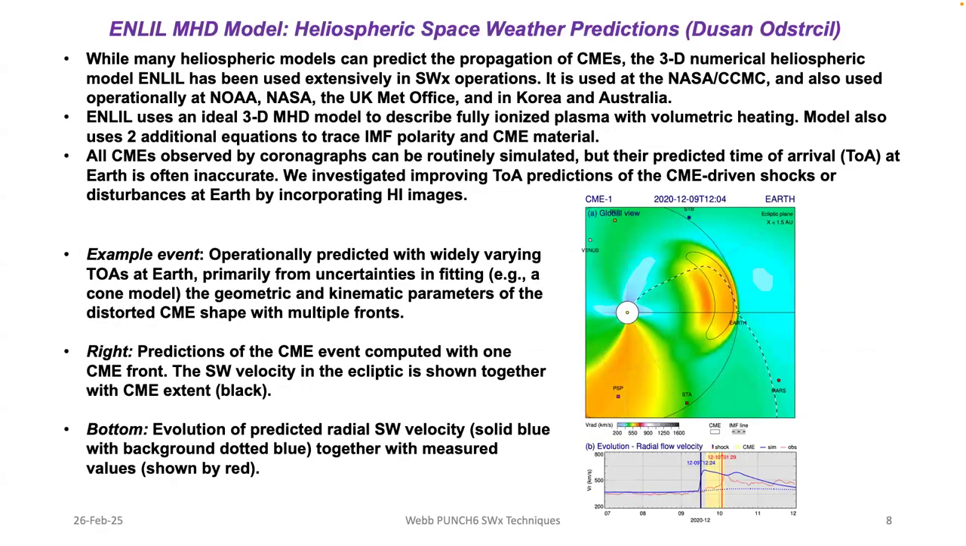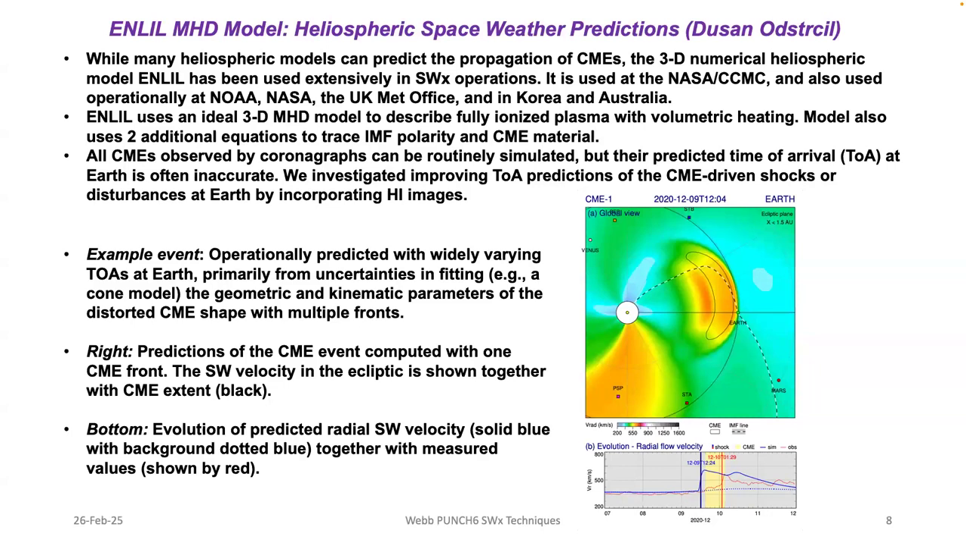Okay, I'm going to try to quickly get through ENLIL, Dusan's model. We all know about this. It's been used a lot for simulating the propagation of CMEs in the heliosphere. It's a 3D numerical model used extensively in space weather operations. It's available through the CCMC and is used operationally by NOAA, NASA, the UK Met Office, and in Korea and Australia. It uses an ideal 3D MHD model to characterize the fully ionized plasma with volumetric heating. And I'm not going to be able to go through all this.